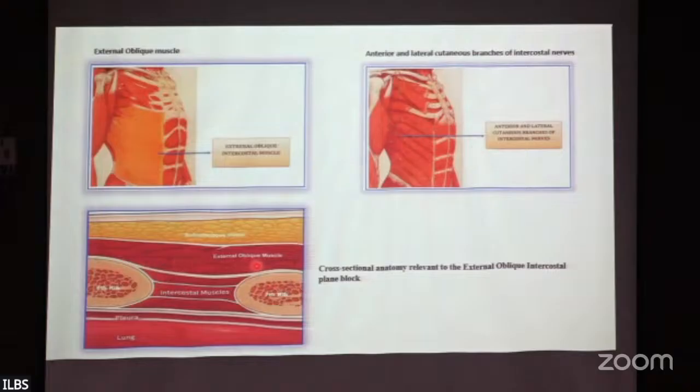So this is the cross-sectional anatomy showing the skin, subcutaneous tissues, the 6th rib and the 7th rib, the external oblique muscle, and the intercostal muscles. The nerve fibers run in this plane, and our target is to block the nerve fibers in this plane.